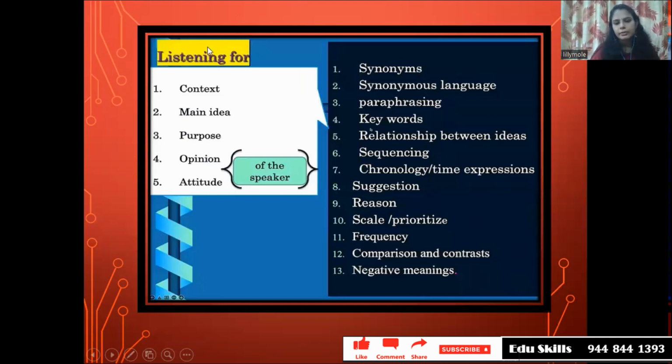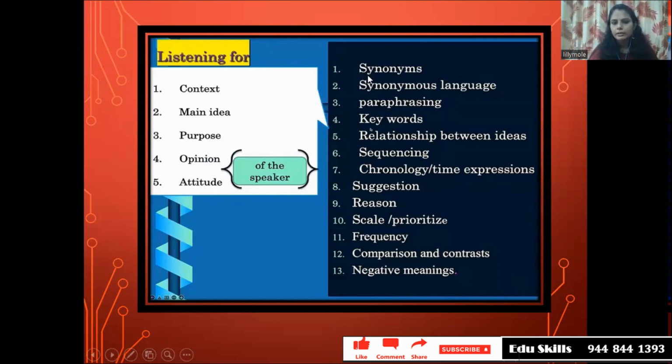Then while listening to the audio, what are the things we need to do? Skimming and scanning we need to do. First, understand the context. Context means what they are telling, and about what. For example, maybe they are telling about ophthalmology-related symptoms. Then the main idea. What is the main problem they are telling about? Then what is the purpose of that talk? Then understand the opinion or attitude of the speaker. We need to understand that from the audio.